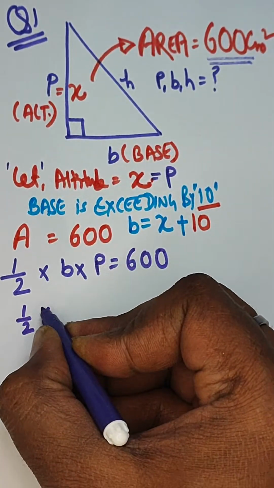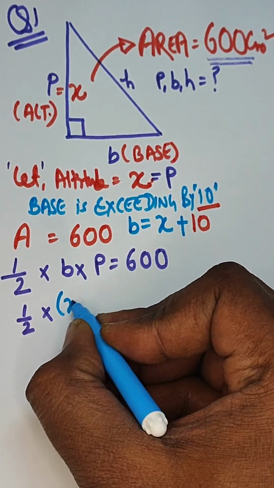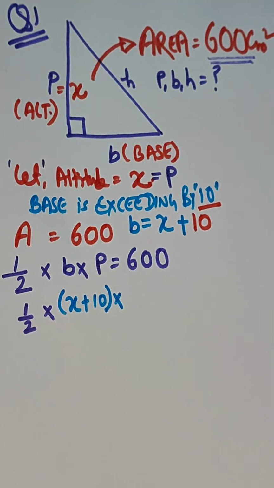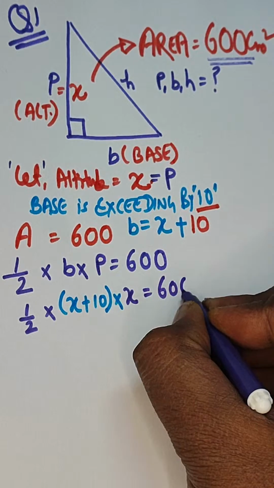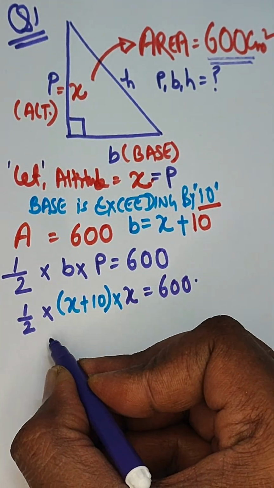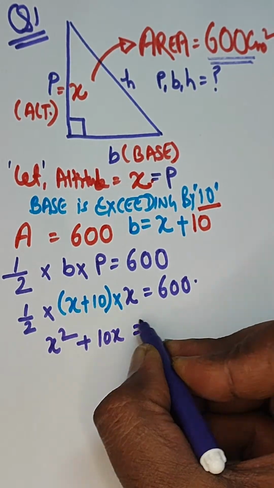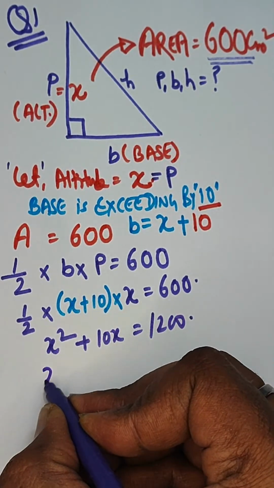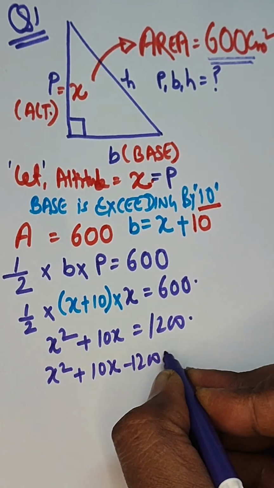Now simply put in the value of base. This will be half into base, and base is nothing but x plus 10. Perpendicular is your altitude, which we have assumed as x. So write the value of x over here, and this is equal to 600. Just solve it to get the value of x. On the LHS we have x square plus 10x equal to 2 into 600, which is 1200. So this gives x square plus 10x minus 1200 equal to 0.